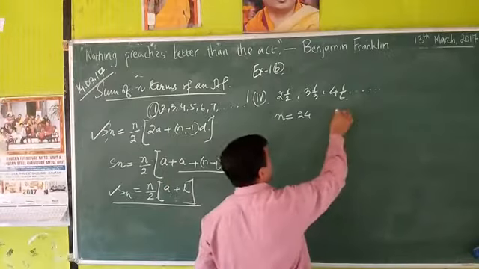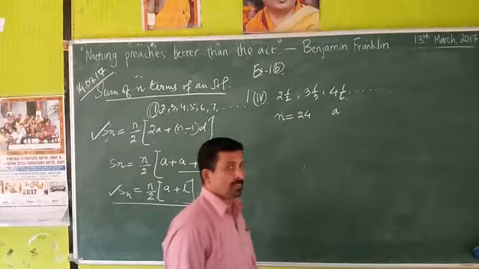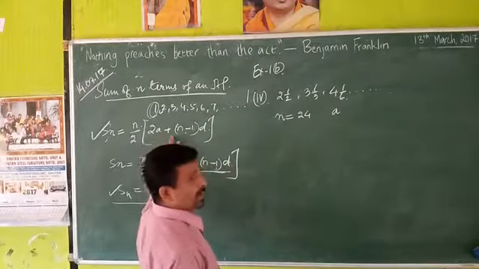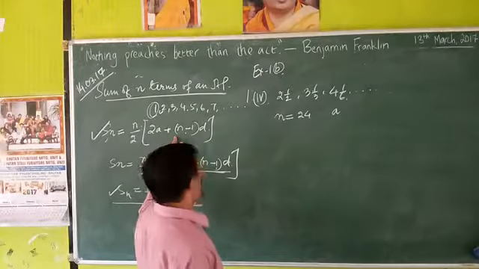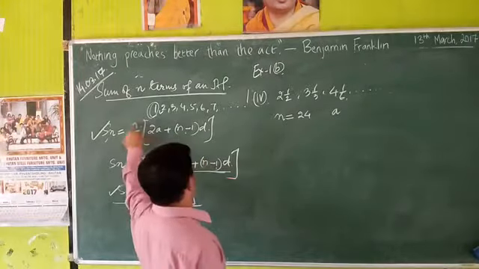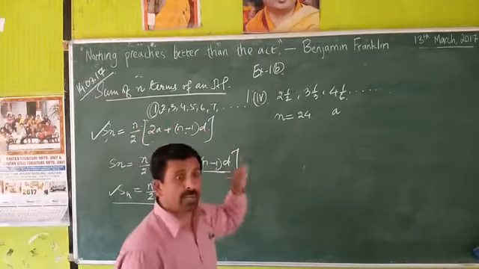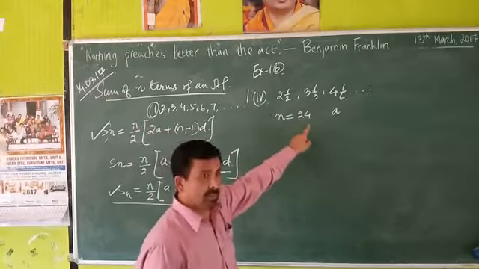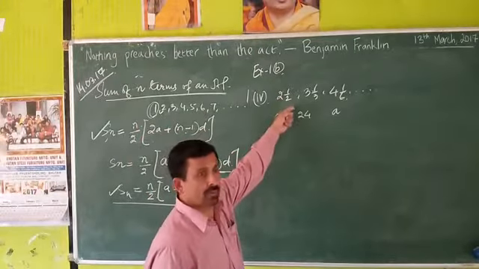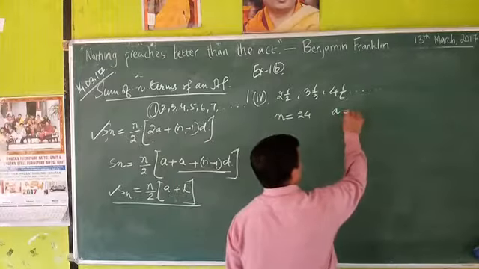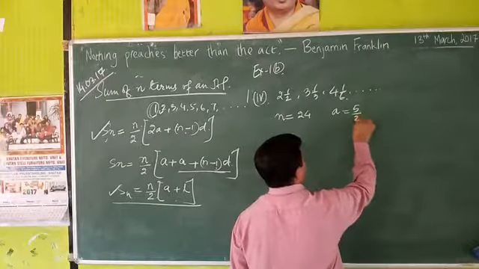Now next one is a. Because we are going to use this formula, formula number 1, and to use this formula, we need the values of n, a, and also d. n is given, a is also there. So a is equal to 5 over 2.